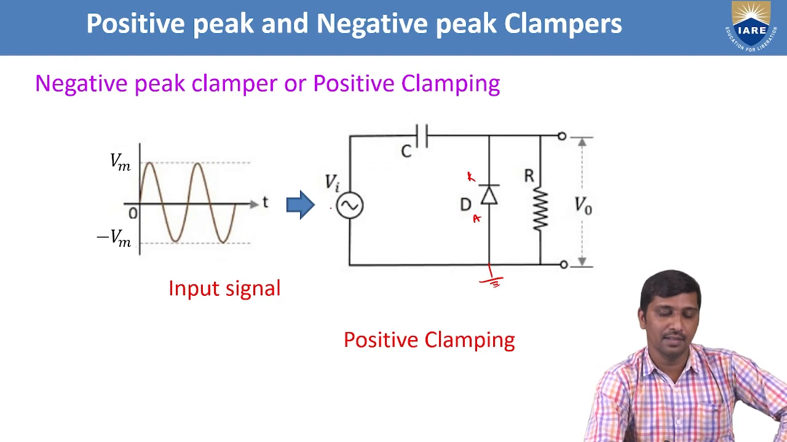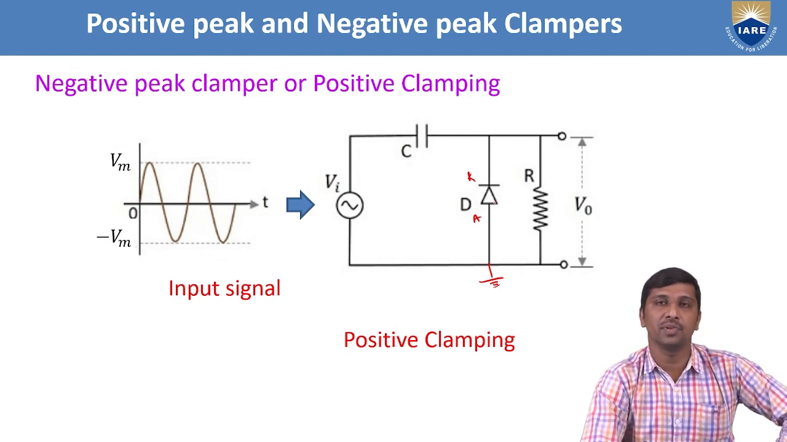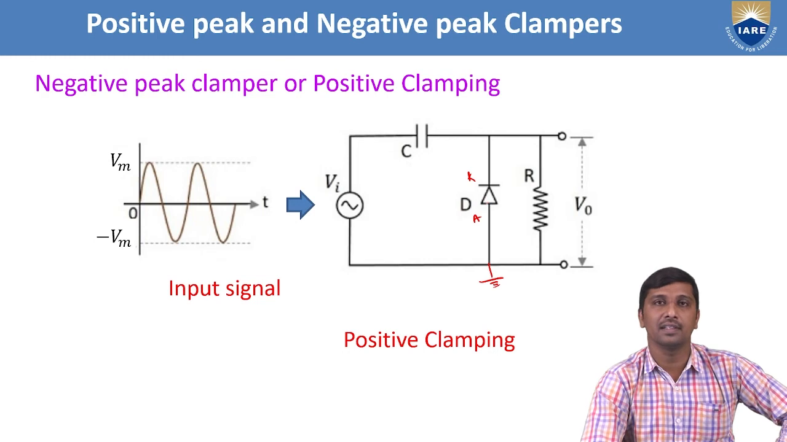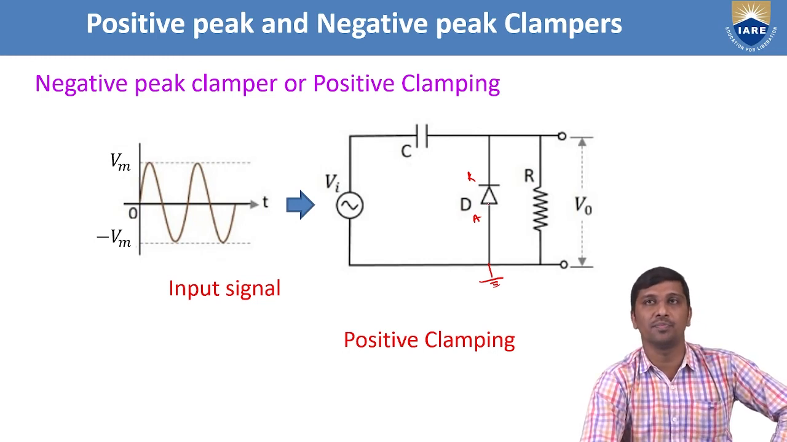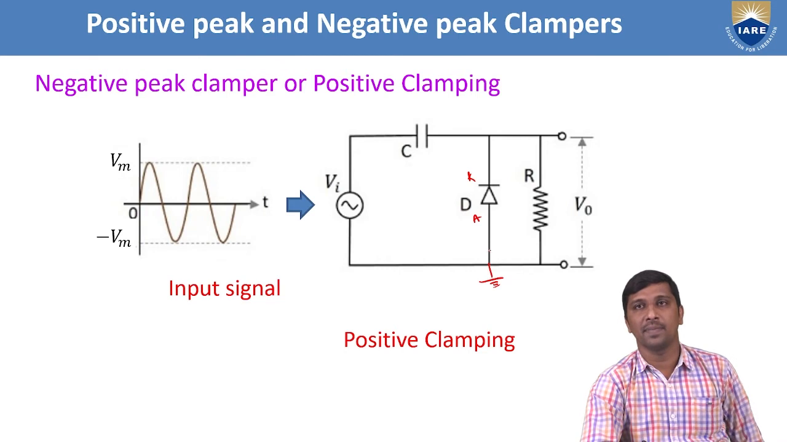Now the definition is the same. Again, your input signal is passing through this capacitive element. It blocks the DC component, and then later it restores, or reinserts, the DC component in the output waveform. But here, due to this positive clamping, the DC level is adjusted in the positive portion of the given output waveform. That is the reason it is called positive clamping, or it is also called a negative peak clamper circuit.